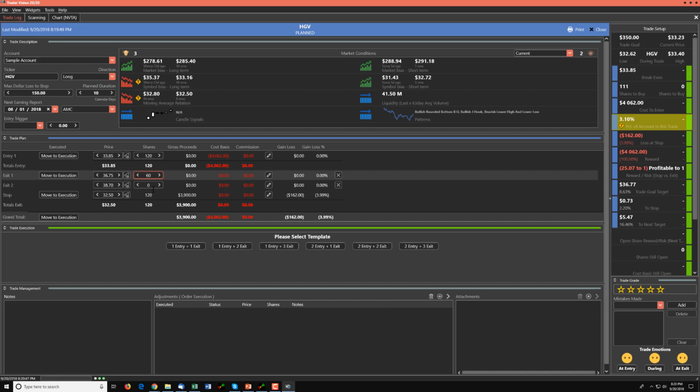If we can make that first target, we're 2 cents, by the way, that target is 2 cents from making our trade goal. But if we can sell just half there, we get our 2 to 1, 2.1 to 1. And if we sell the remainder at that second target, we end up picking up 14% on the back end of the trade, 11.5% overall for 465 bucks. So HGV is one for you to consider.